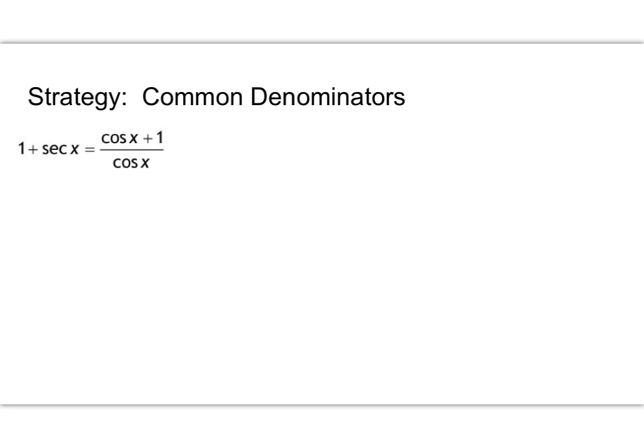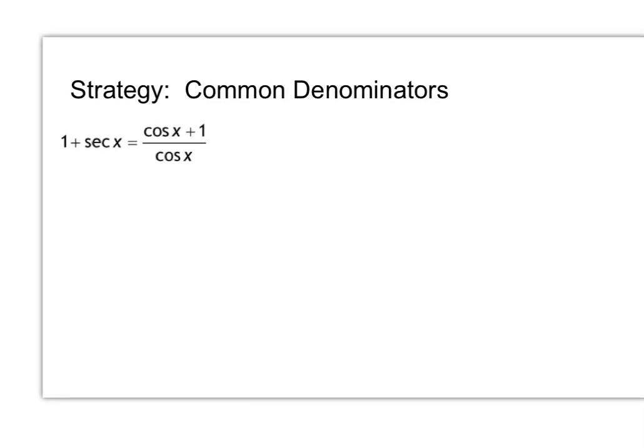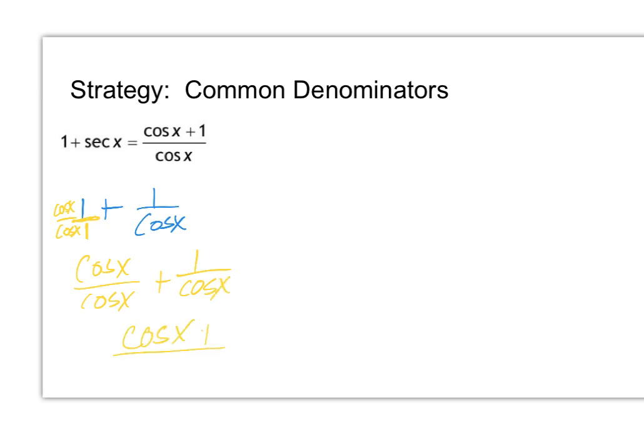The other strategy we're going to look at here is using common denominators. And this lets us find ways to combine things that are not combinable. So like 1 plus secant of x. I'm going to rewrite that as 1 plus 1 over cosine of x. And now I'm going to find some common denominators, because this is really 1 over 1. So if I were to multiply this by cosine of x over cosine of x, I could get cosine of x over cosine of x plus 1 over cosine of x. When I do that, I've got cosine of x plus 1 over cosine of x, and that's what we're looking for here.